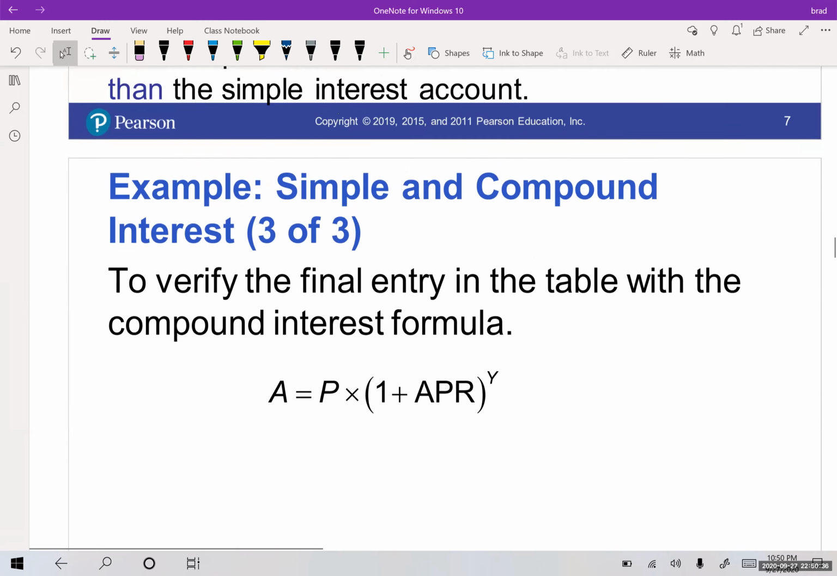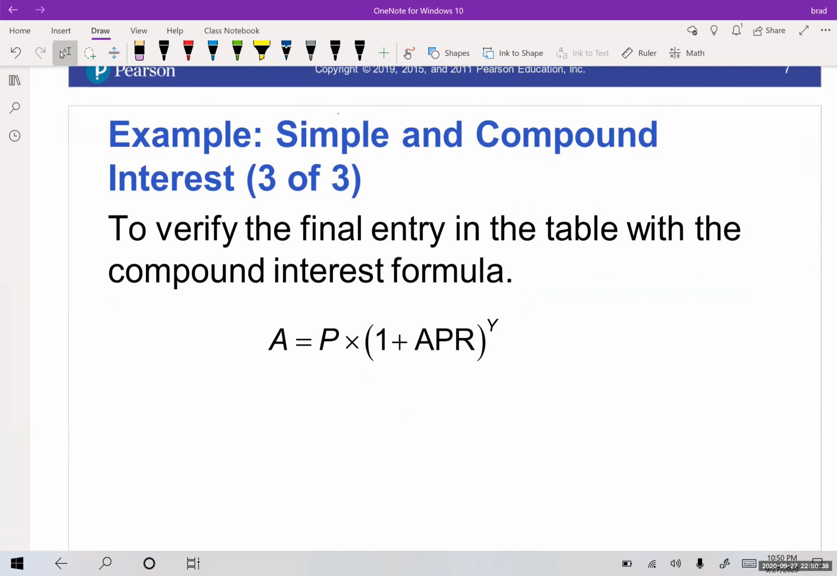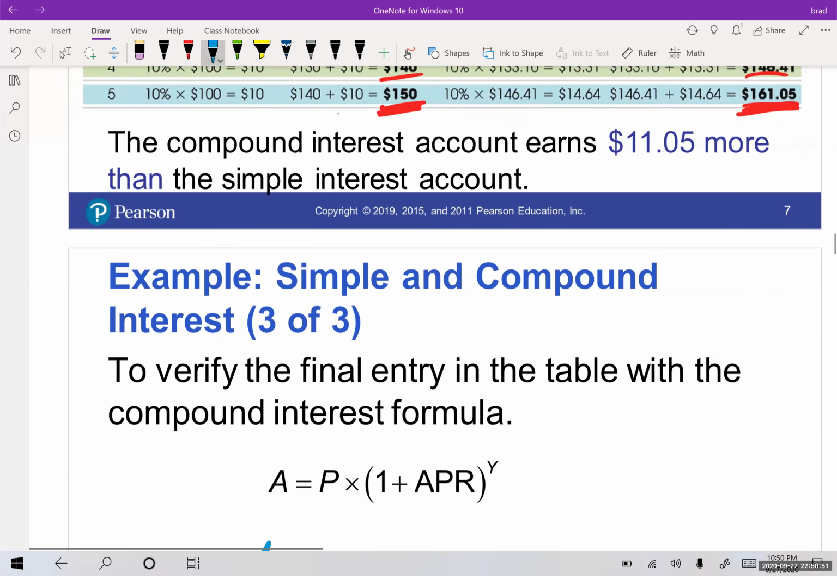Okay. So it says to verify the final entry in the table with the compound interest formula. So let's do A equals, I'll do it in blue. A equals principal of, was it $100 in the formula? Yeah, it's only $100. Sorry about that.